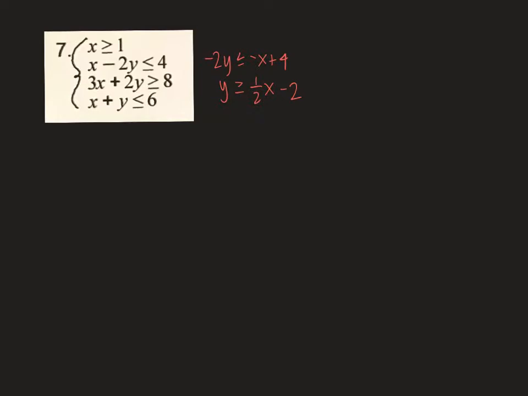And then 3x plus 2y greater than or equal to 8. I'm going to subtract my 3x and divide by 2. And then my x plus y less than or equal to 6, I'm going to subtract my x. I don't need to change my x greater than or equal to 1. So I'm going to make my graph.